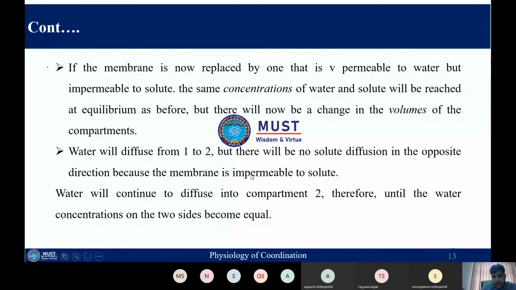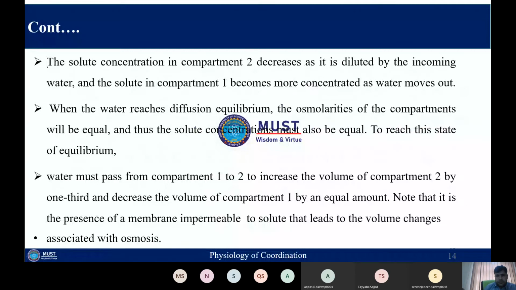So water will continue to move until both compartments have equal water concentration as well as equal solute concentration. The solute concentration in compartment 2 decreases, as it is diluted by the incoming water, and the solute in compartment 1 becomes more concentrated, because water is moving from compartment 1 to compartment 2. When the water reaches diffusion equilibrium, the osmolarities of the compartments will be equal, meaning the solute concentration and the water concentration in both compartments will be equal, but there will be a difference in volume between the two compartments at equilibrium.